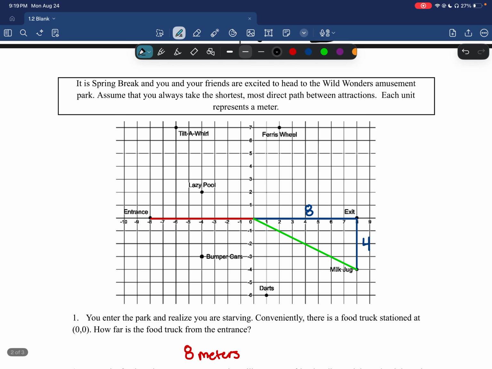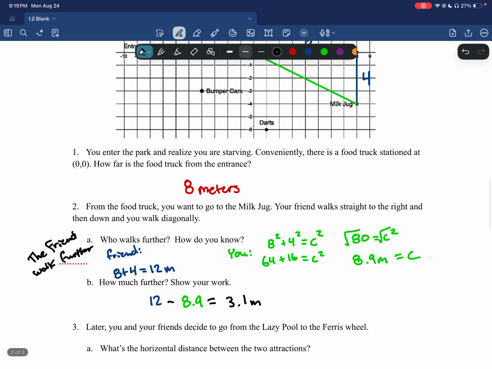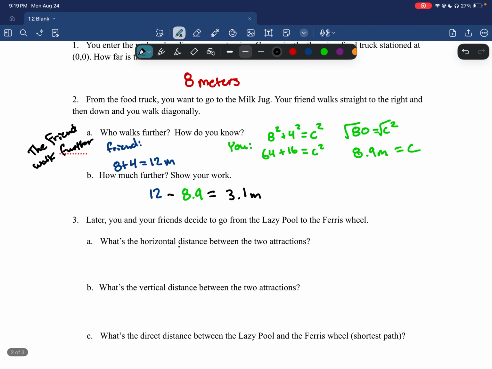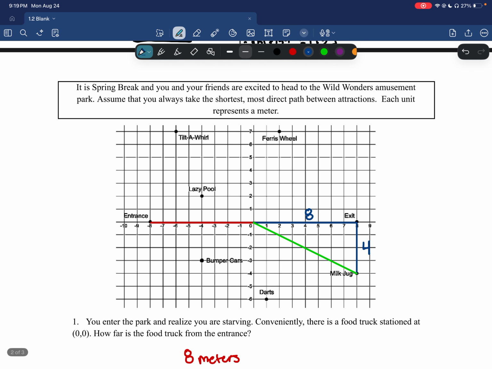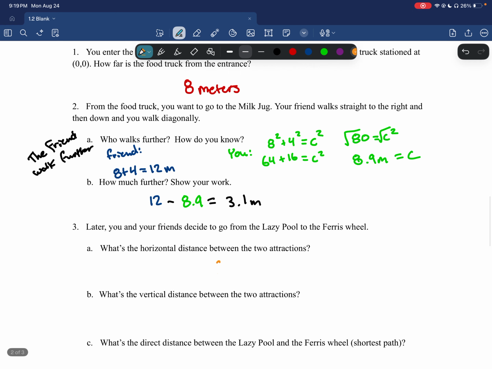So here's the lazy pool, here's the Ferris wheel, okay? What is the horizontal distance between the two attractions? So horizontal distance, here we go. I'm just going to draw it horizontally until I get to the Ferris wheel. The horizontal distance is, let's see, 4, 6. Okay, 6 is my horizontal distance. 6 meters, I should say.